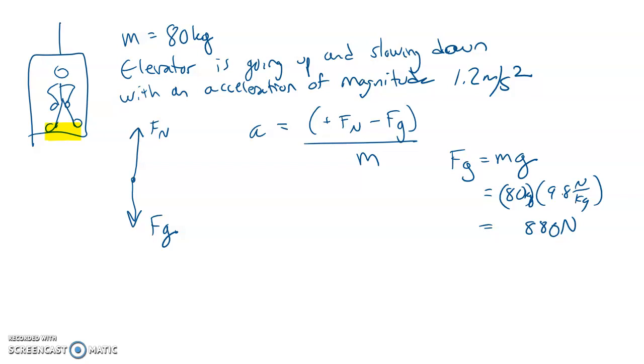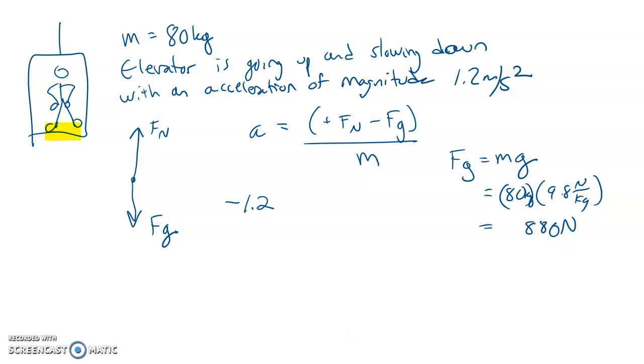Now we can fill out the details of this equation. There's one little trick here, and it's the acceleration. Yes, it's 1.2, but is it positive or is it negative? When we read the description, the elevator is going up, but it's slowing down. If it's going up, that means its velocity is positive. When something slows down, its acceleration is always in the opposite direction of its velocity. So we have a negative acceleration here.